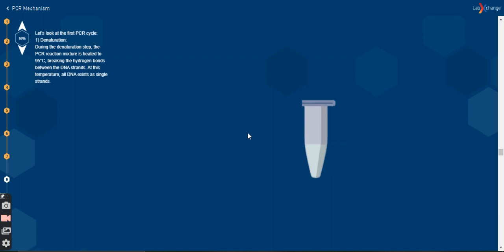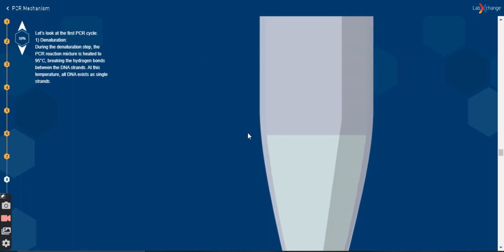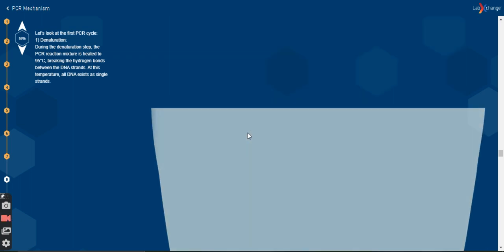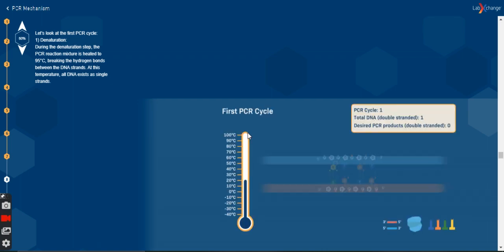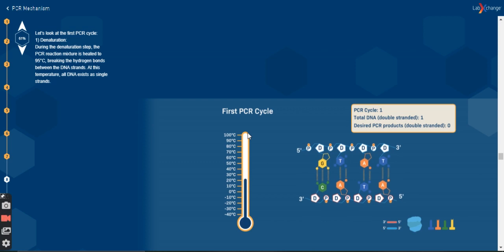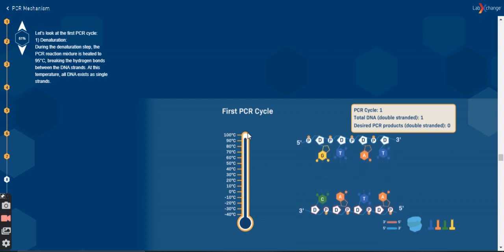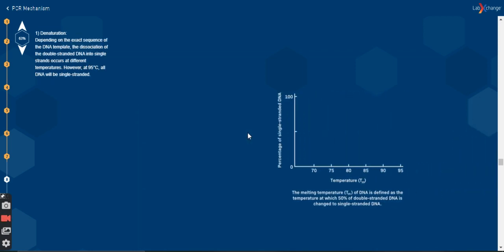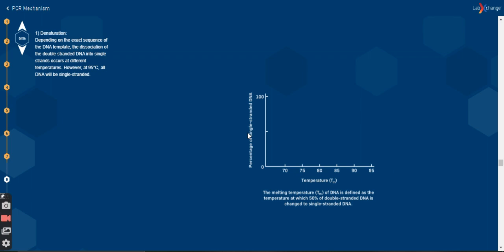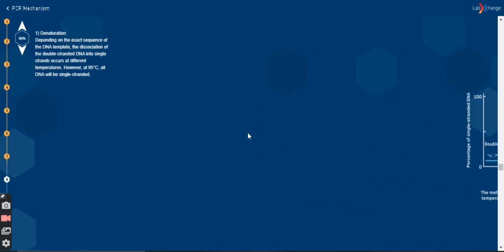Let's look at the first PCR cycle, denaturation. During the denaturation step, the PCR reaction mixture is heated to 95 degrees Celsius, breaking the hydrogen bonds between the DNA strands. At this temperature, all DNA exists as single strands. Depending on the exact sequence of the DNA template, the dissociation of the double-stranded DNA into single strands occurs at different temperatures. However, at 95 degrees Celsius, all DNA will be single-stranded.